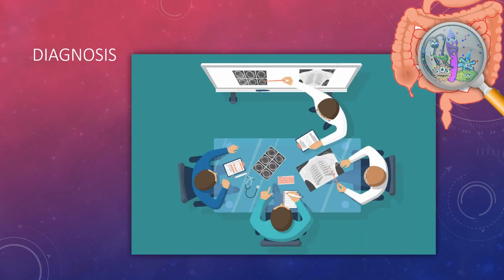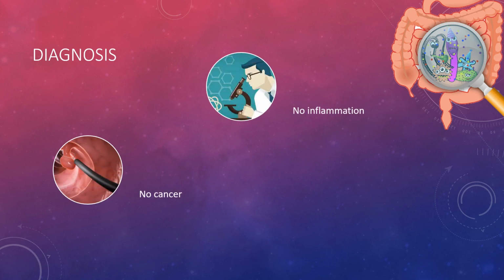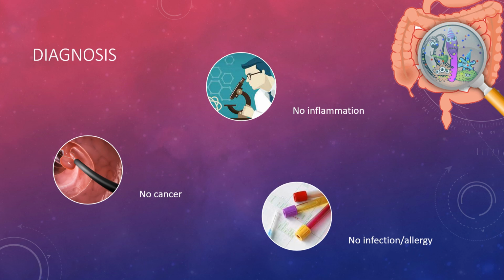Investigations will be carried out to rule out serious problems such as gastrointestinal cancer, inflammatory bowel disease, and celiac disease, which is a gluten allergy. If these are clear and you have these symptoms, then a functional gastrointestinal disorder will be diagnosed.